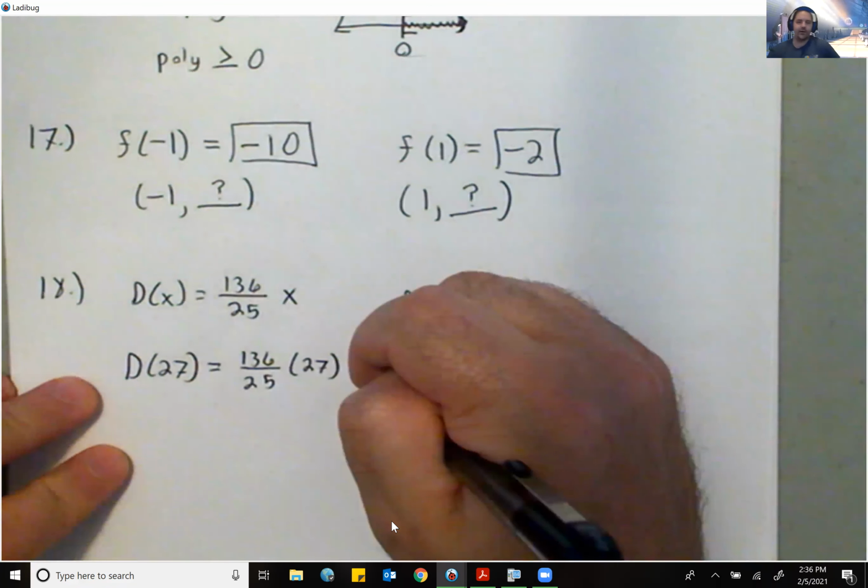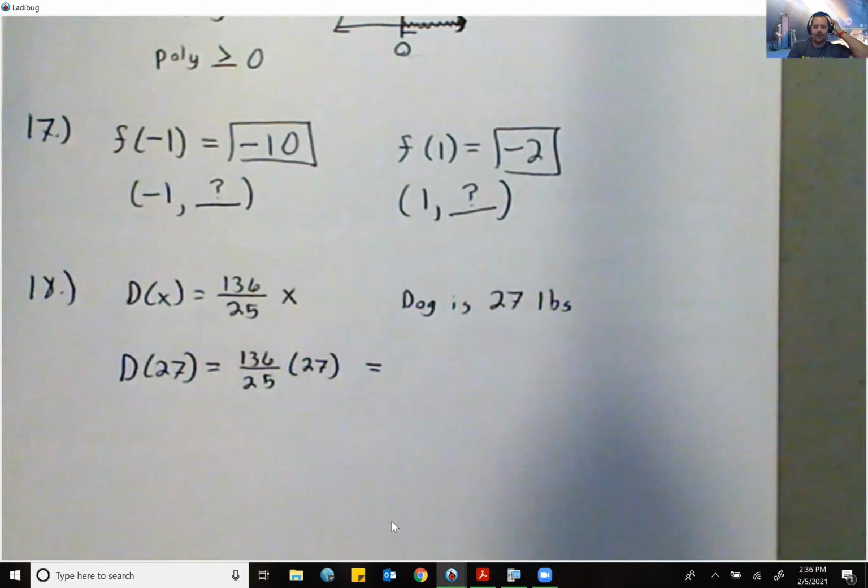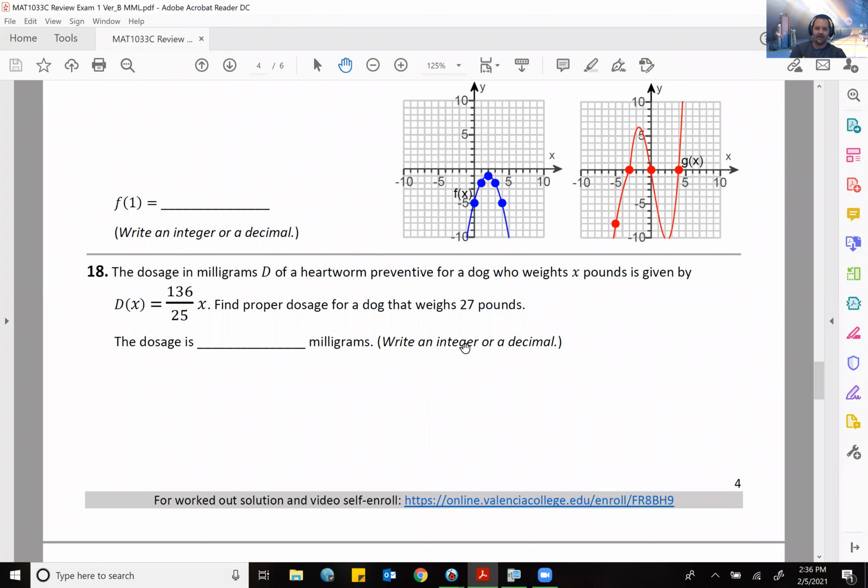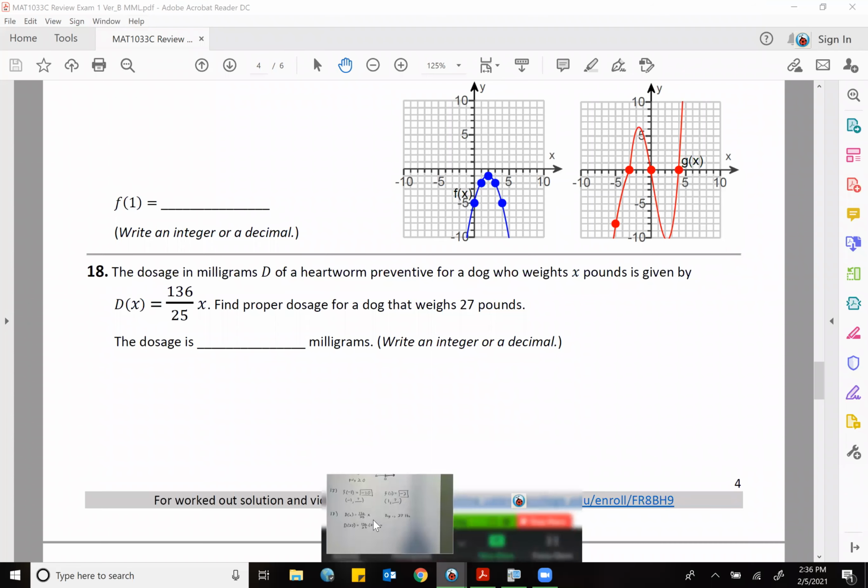So you just go to your handy dandy calculator. Let me see if it says rounding, because this is important. It says write it as an integer or a decimal. So that means no rounding. So it's 146.88.